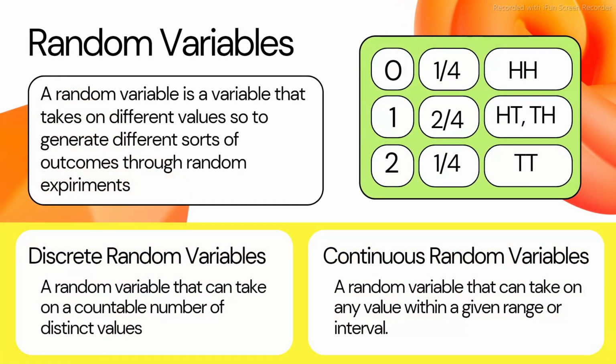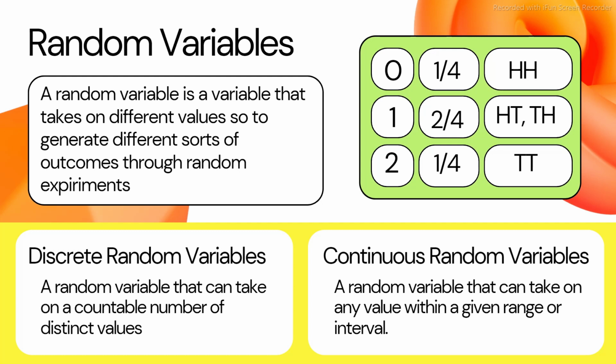What is exactly a random variable? It is a variable that takes up different sorts of values to generate different outcomes from a random experiment. What is a random experiment? Like throwing a die or flipping a coin. These are considered random experiments.